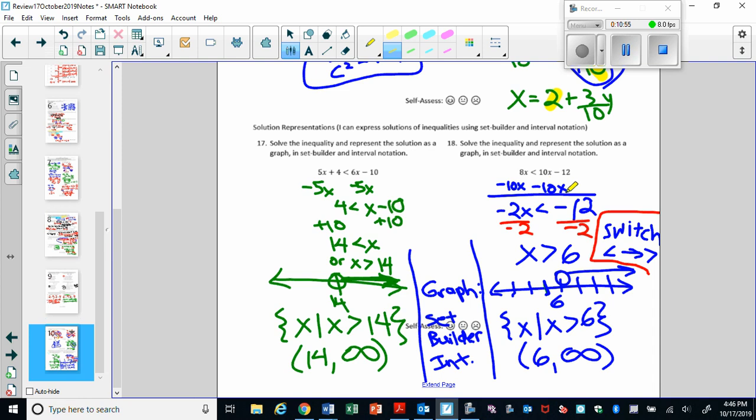Similar, well, for 18, it was a little easier. We subtract 10 out on both sides. Yes, we do have a negative for our coefficient, but in the end, after we divide both sides by the negative 2, switch your inequality, and then graph, since it's strictly greater than, open circle, arrow to the right. Infinity is also on the right in the interval notation, 6 on the left. And then set builder, x such that x is greater than 6.